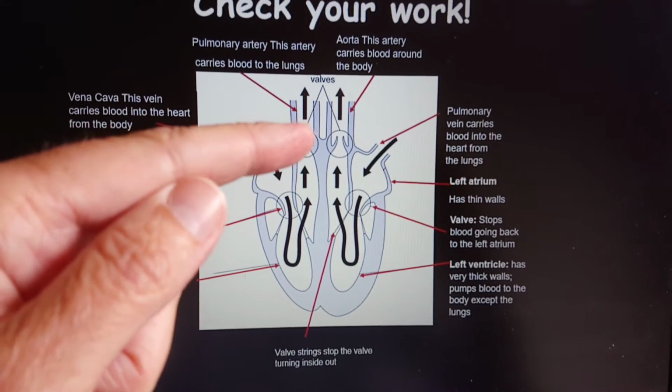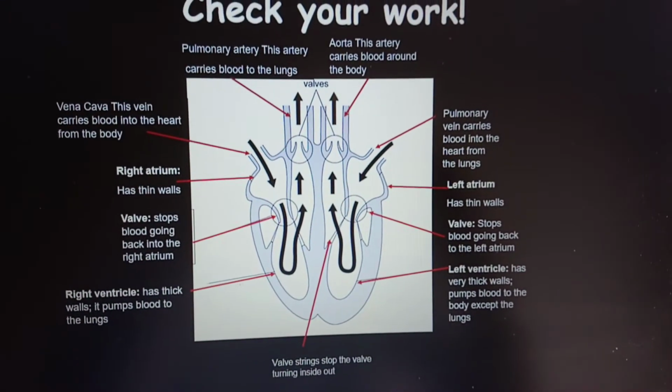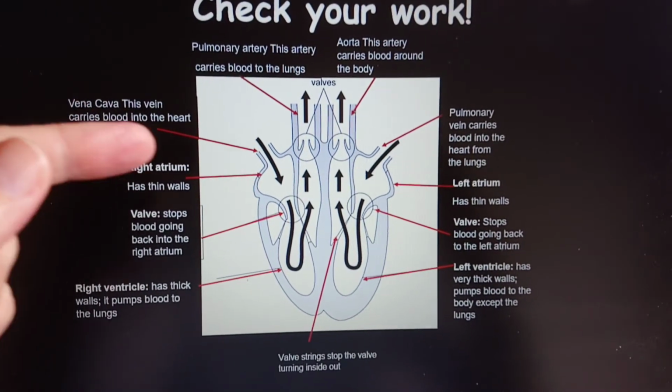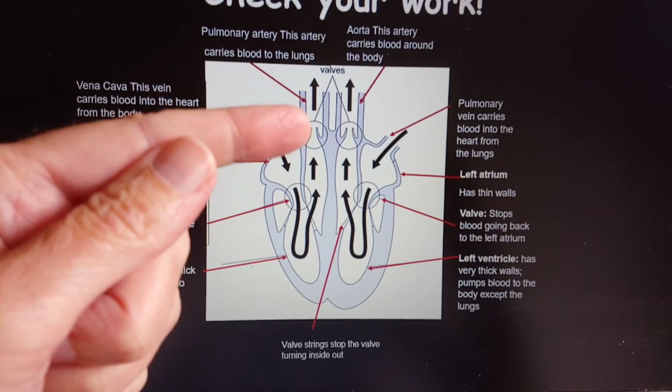This goes to the lungs. Pulmonary is the word we use for lungs. So it's an artery leaving the heart going to the lungs. So this one here is the pulmonary artery.